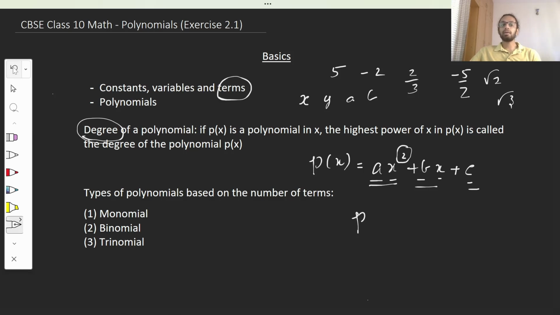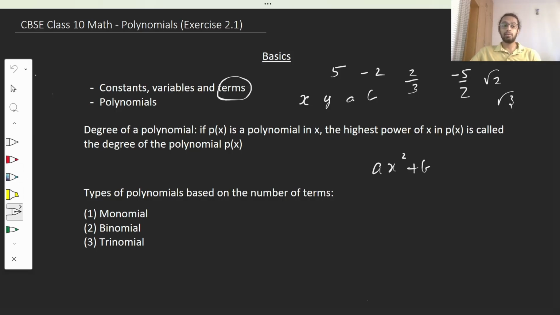Now, it's important to understand the classification of polynomials, like the types. Depending on the number of terms, we can classify them as monomial, binomial, or trinomial. So the idea is monomial basically means it will have only one term. For example, 5x or minus 2y. These all contain only one term.